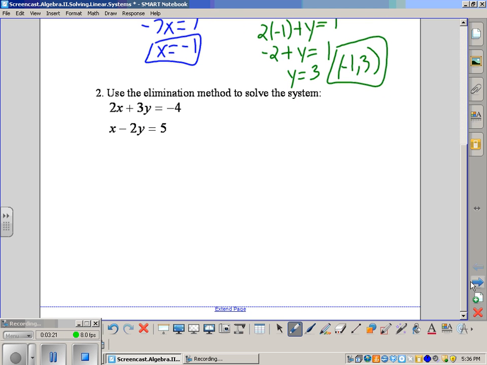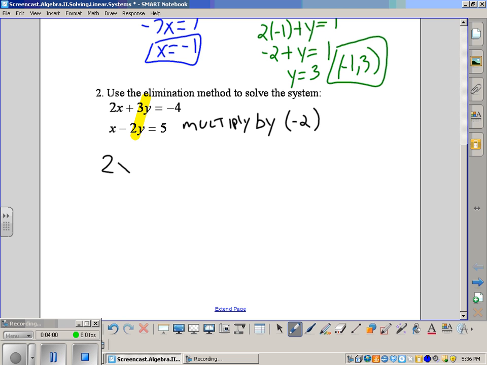Remember, you can pause the video at any time. We're going to go to question number 2: use the elimination method to solve the system. A couple things I noticed. I'm not going to deal with the 3y and 2y because I'd have to multiply by 2 different numbers to eliminate them. But I'm going to multiply here. Whoops, let's erase that. I want to multiply by negative 2. So let me rewrite the first equation. There's my first equation. Now I'm going to multiply the second equation by negative 2. Okay, so there's my second equation.